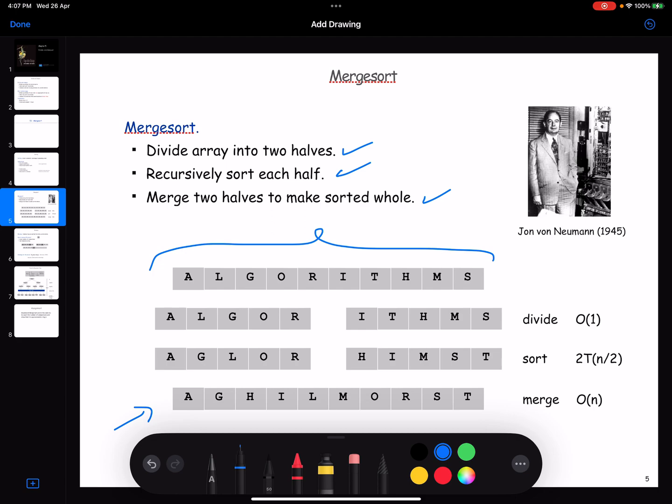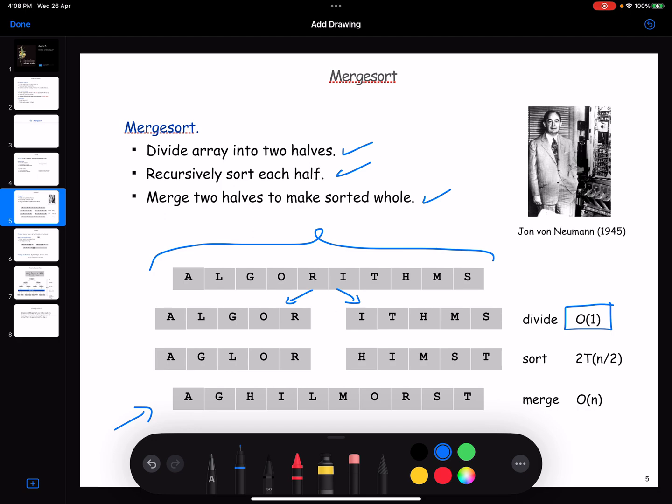So how to do this? First we want to divide the array into two parts. This operation takes only big O of 1, right? Because it's easy to divide the array into two parts. Just mark the first part from index 0 to index n over 2, something like this. So it's easy to divide.